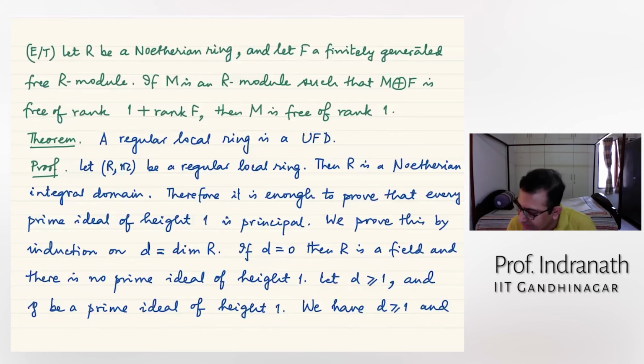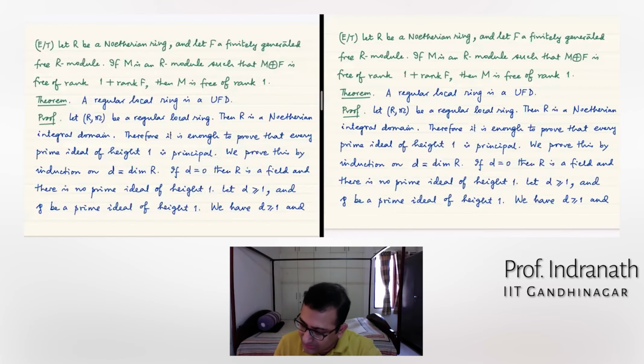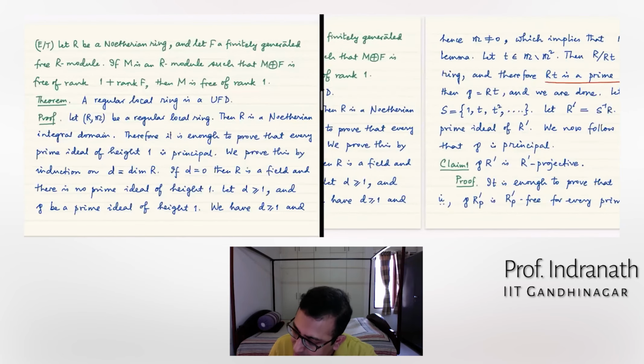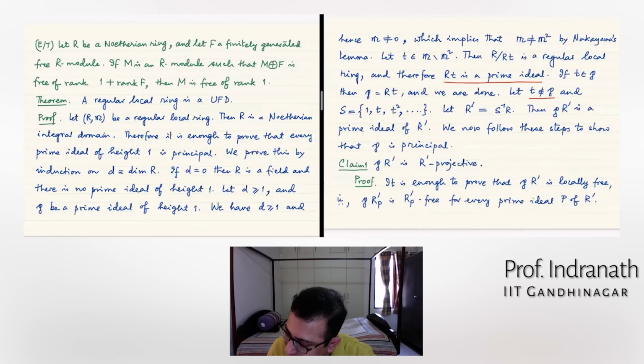So we have D greater than or equal to 1 and M non-zero, which implies that M is not equal to M square, by Nakayama. So you choose an element, then this is a regular local ring. This we have already seen a number of times, in fact, and therefore this is a prime ideal. I have put it in red color because this is going to be used again and again.